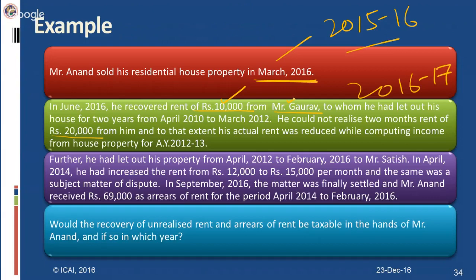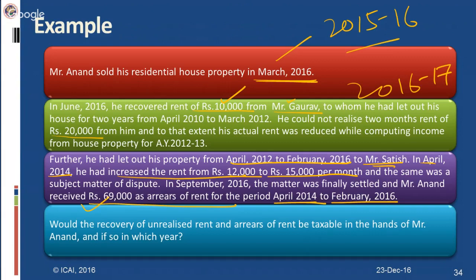Now, secondly, he had also let out his house property from April 2012 to February 2016 to Mr. Satish, and in April 2014, he had increased the rent from 12,000 to 15,000 per month. But the same was the subject matter of dispute, so in those years he was not able to realize that rent. In September 2016, the matter was finally settled, and Mr. Anand received 69,000 in arrears of rent for the period April 14 to February 16, the period in which the rent was increased. So this year, 16-17, he is receiving unrealized rent of 10,000 plus the arrears of rent of rupees 69,000.